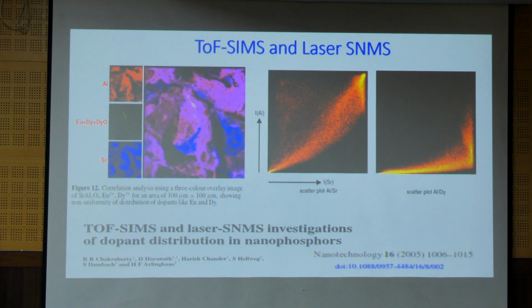And if you show the aluminum versus strontium, it is not following the 45 degrees angle, very scattered. And similarly aluminum versus dysprosium, because both are 3 plus ions. So the dopant dysprosium in aluminum also, it is not following. Means with this spectrum or the graph profiles, you can simply say that the sample is not a good sample.